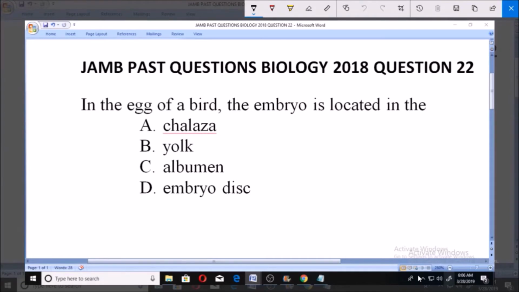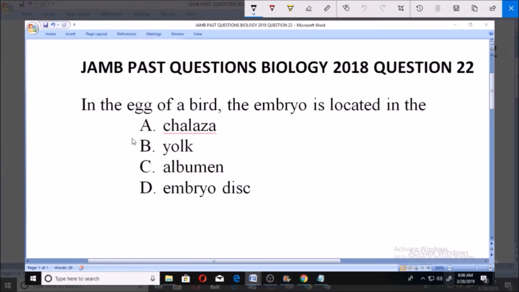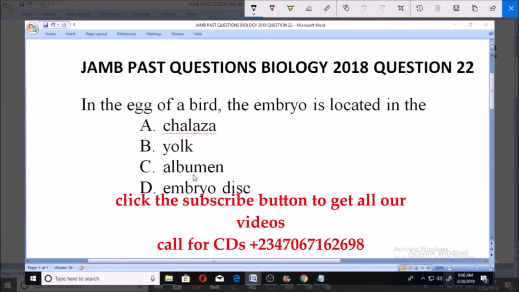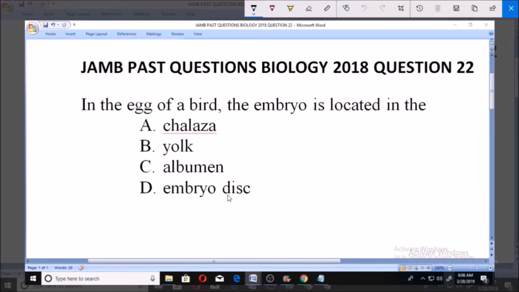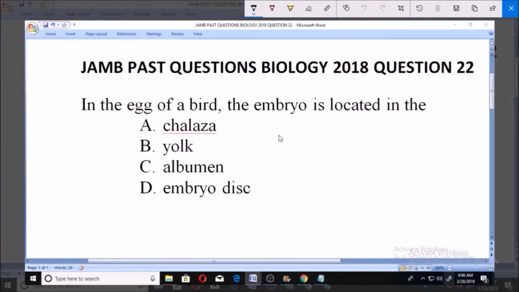Welcome. Let's look at these JAMB past questions, biology, 2018. Question number 22. In the egg of a bird, the embryo is located in the: A. chalaza, B. yolk, C. albumen, D. embryo disc. So where is the embryo located? We all know from the sexual reproductive system in birds that the embryo is located in the yolk.